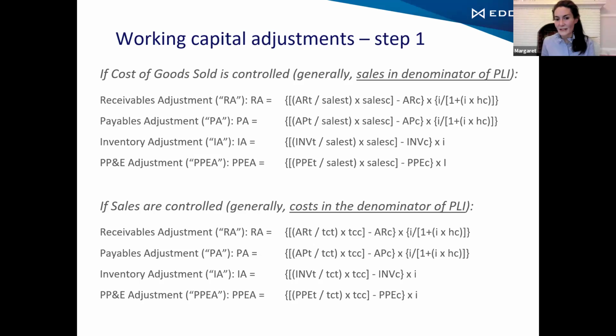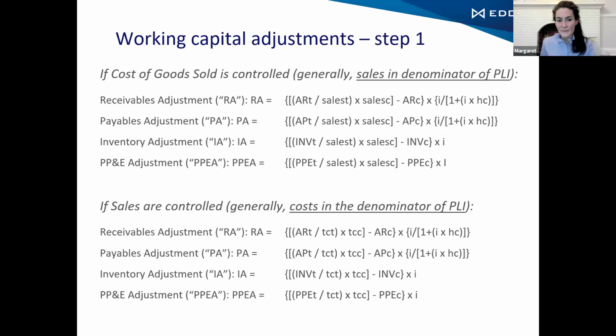So you're trying to adjust the accounts receivable of the comparable to match the accounts receivable of your tested party, but you're not adjusting it on its own, like the value you see in the balance sheet. You're adjusting it based on a ratio to sales, because sales is what's in the denominator of your PLI. And the same pattern is basically carried across all of these balance sheet items.